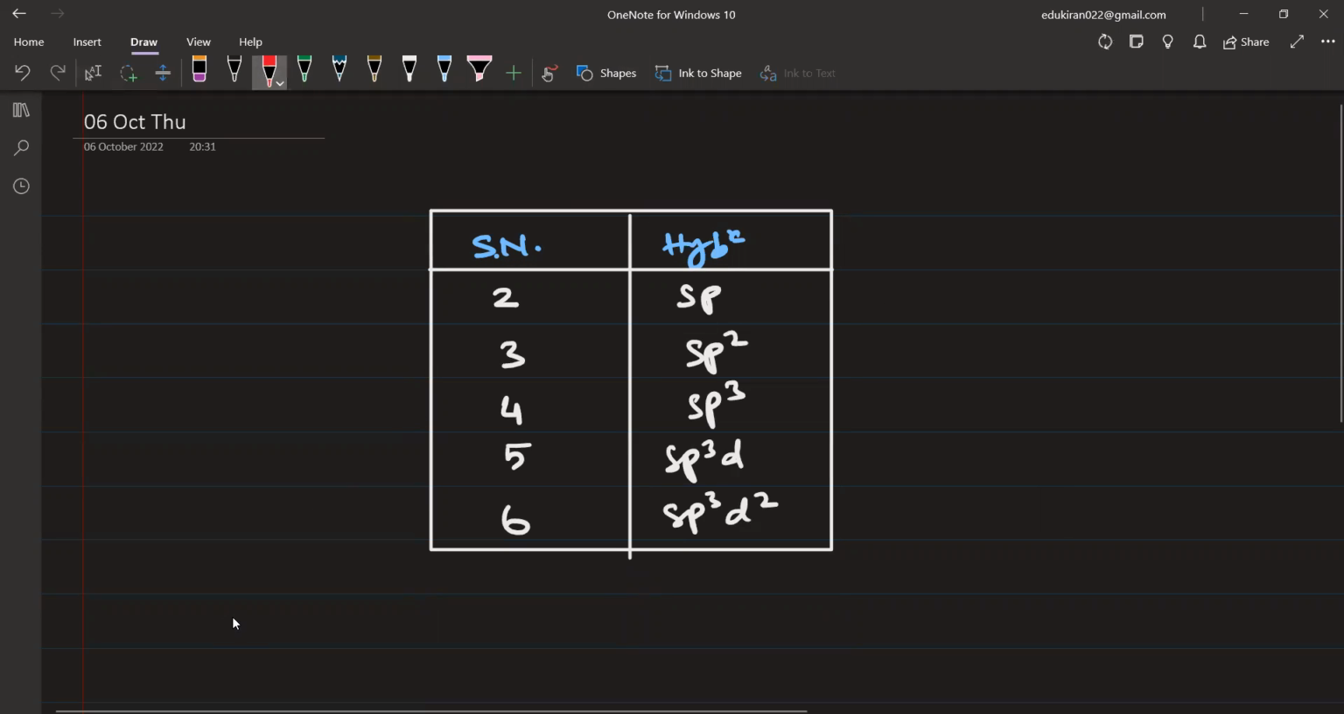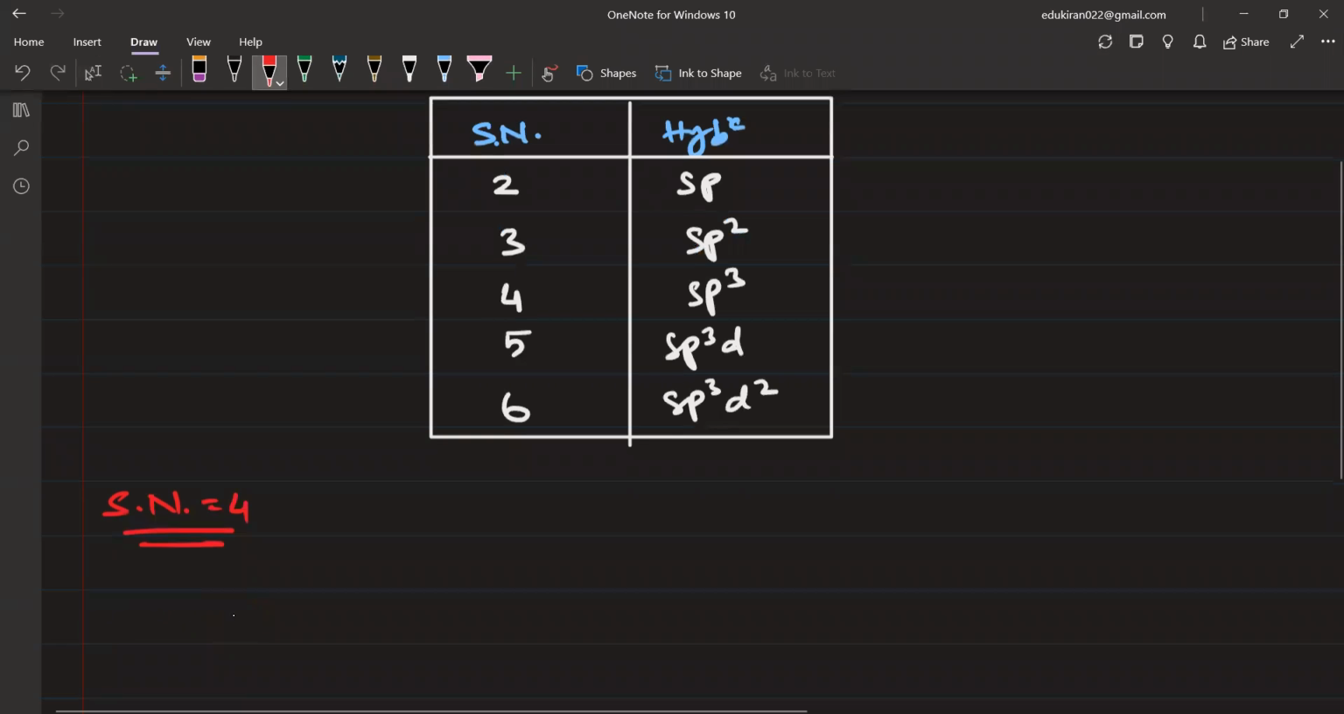Okay, so when we say steric number 4, we mean we are going to have what? The hybridization will always be sp3, no matter what. If steric number is 4, the hybridization is going to be sp3. Now, for steric number 4, we can have a few different cases. We'll start with case 1.